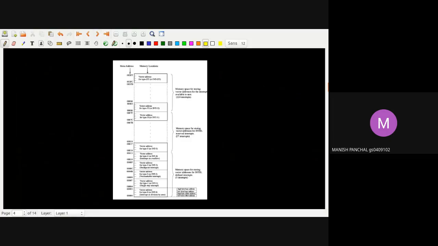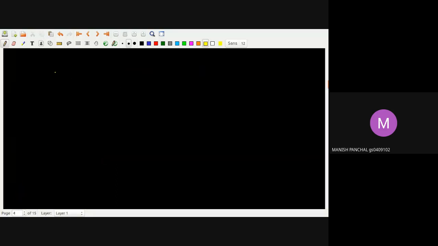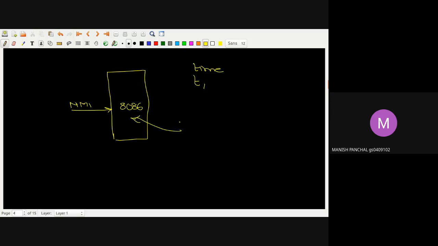Suppose this is the processor, and at time t1 the processor gets an NMI, and some internal operation causes a divide by 0 interrupt.